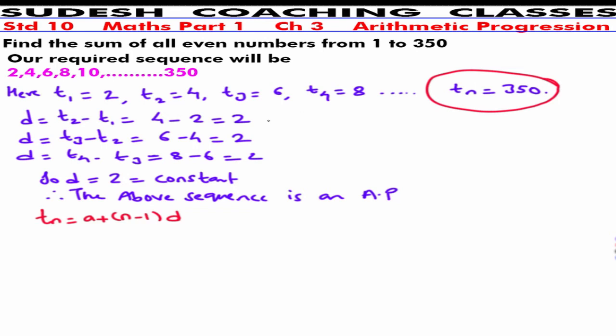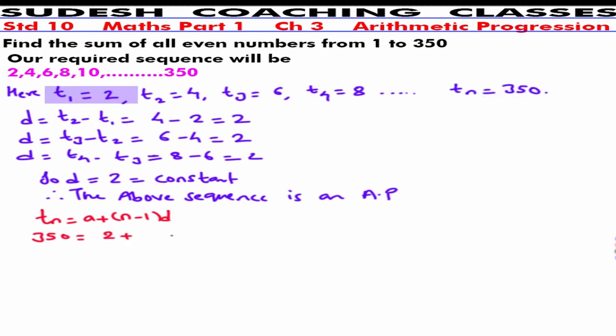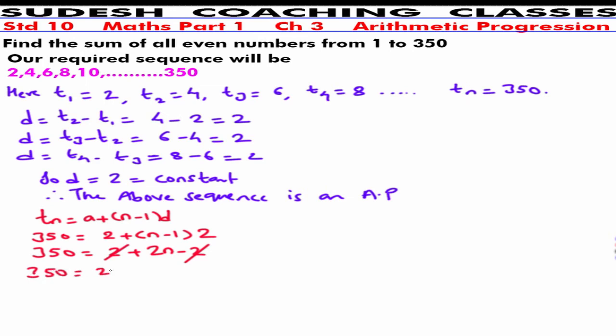Now, what is Tn? 350. What is the first term? T1 is equal to 2 and the difference is 2. Let us now substitute the values. Tn as 350 is equal to 2 plus n minus 1 into 2. Now, 2 into n is 2n, minus 2 ones are 2. The plus 2 and the minus 2 will get cancelled and I will get 350 is equal to 2n.